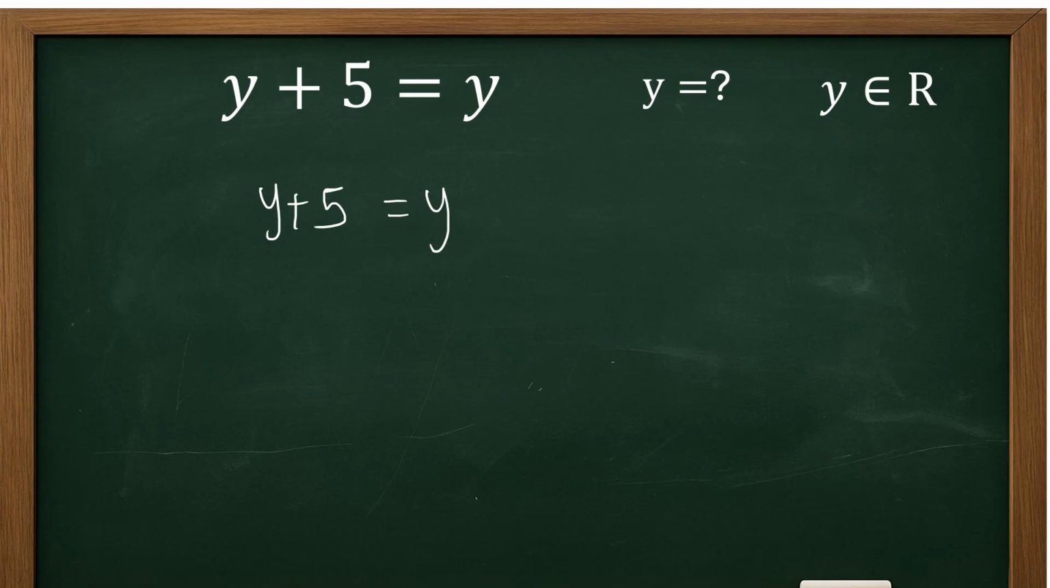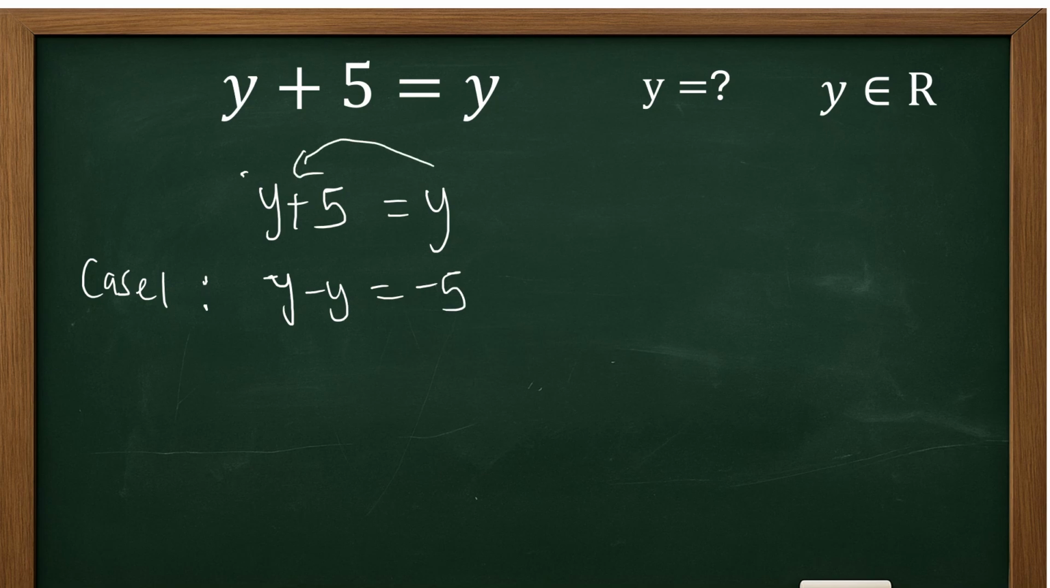To do this, the first thing we have to do, let's take for instance case 1. If you say that we have y minus y equals -5, by moving this to the side, this is going to be 0, which is not equal to -5. So this approach is not feasible.